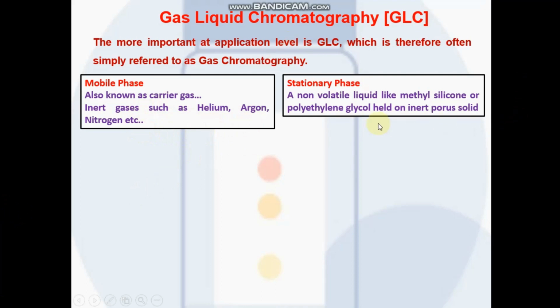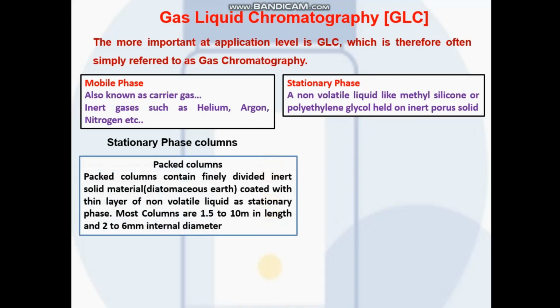The stationary phase in GLC is a non-volatile liquid like methyl silicon or polyethylene glycol held on an inert porous solid. The stationary phase columns are of two types. One is the packed column, the other one is the capillary column or open tubular column.